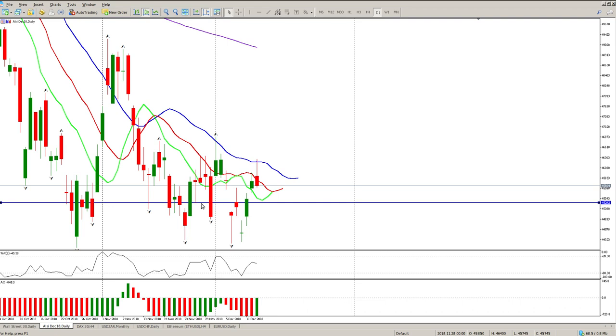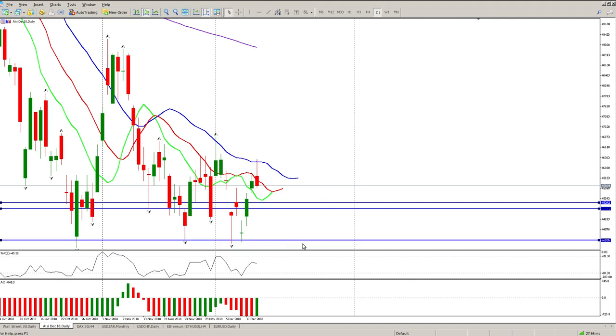Okay, so this swing low here, and the second swing low is going to be around there. Okay, now if we do break through that, then you expect us to come all the way back down to the bottom of this range, which is down there.